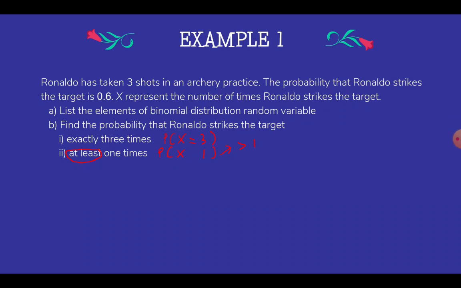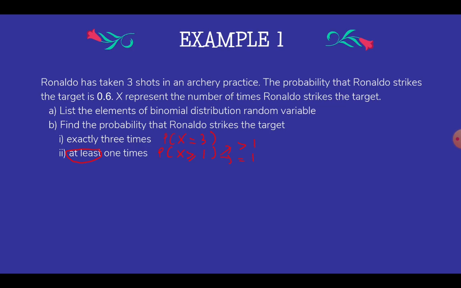Let's say 1. Can 1 be included in this case? Sekurang-kurangnya 1, at least 1. Is 1 included in this case? Of course, 1 also can be included. So the number should be greater than 1 and also equal to 1. So the inequality involved is greater than or equal to 1.